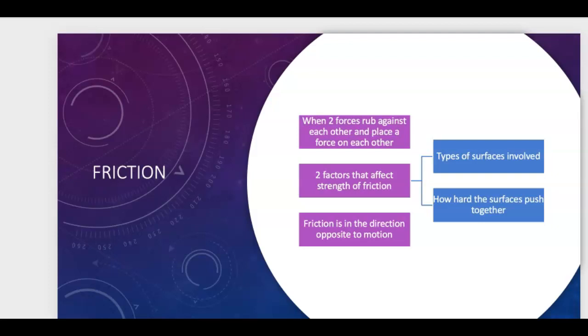The two factors that affect the strength of the friction are the types of surfaces involved and how hard the surfaces are pushed together. Friction is when there is direct motion opposite to each other.